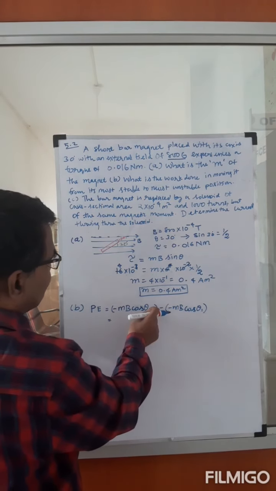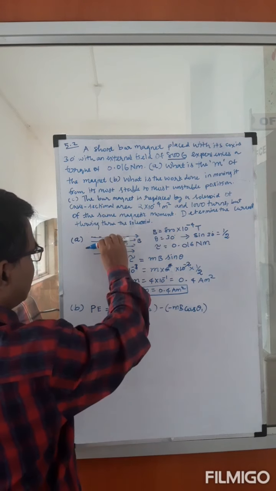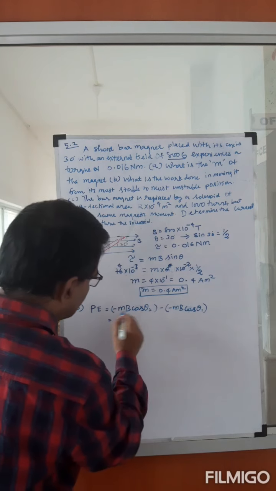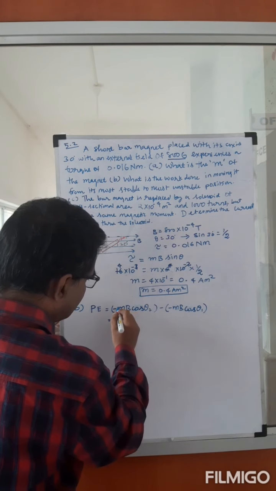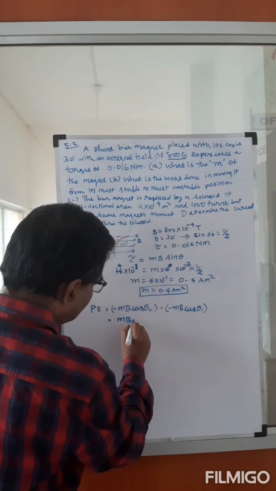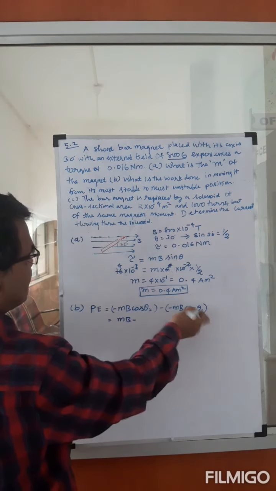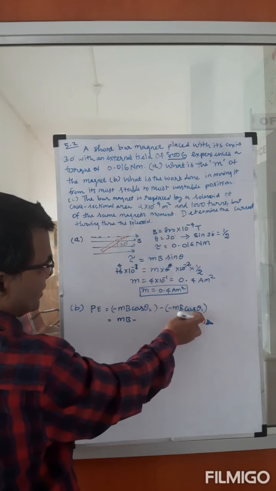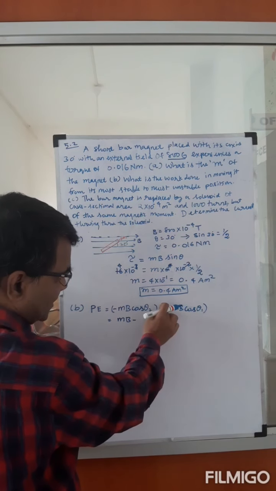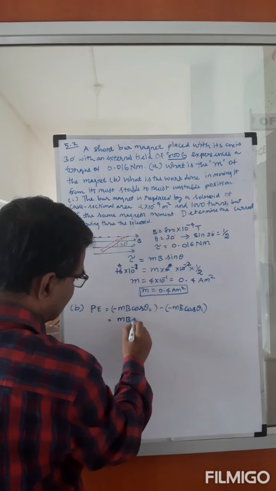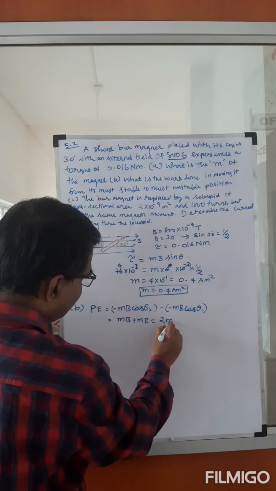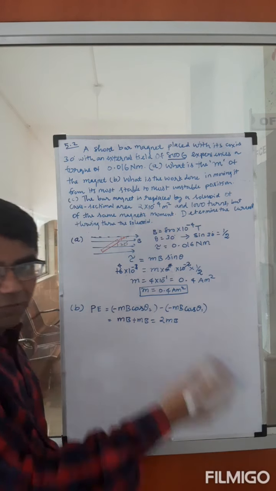Theta 2 is the unstable position, which is 180 degrees. So cos 180 will be minus 1, and minus 1 into minus mB will be mB. Then minus, this theta 1 is 0, so cos theta 1 is cos 0, which is 1. So this is minus mB multiplied by this minus, so that becomes plus mB. So this is equal to 2mB. This we know, we have already done that.